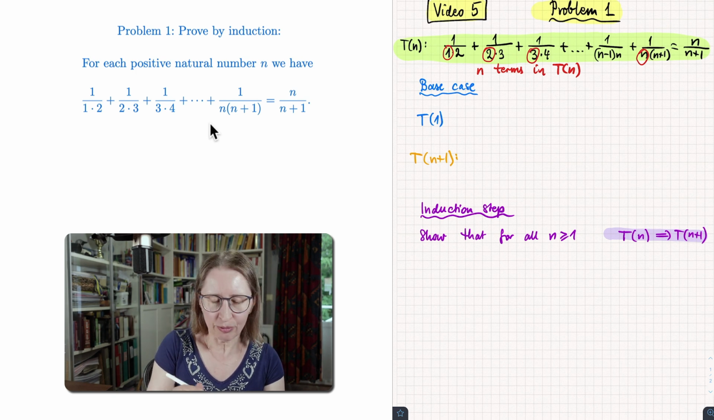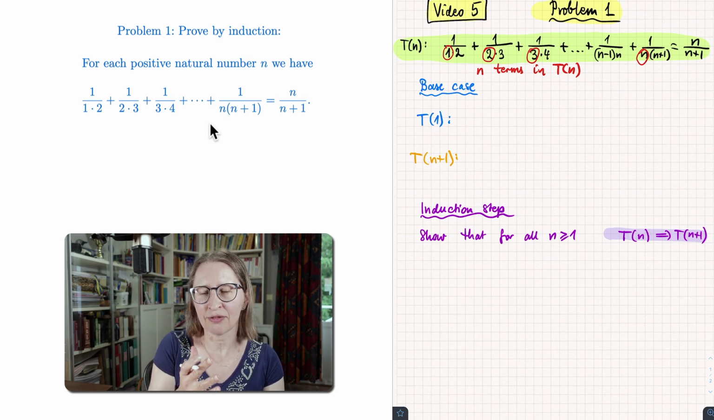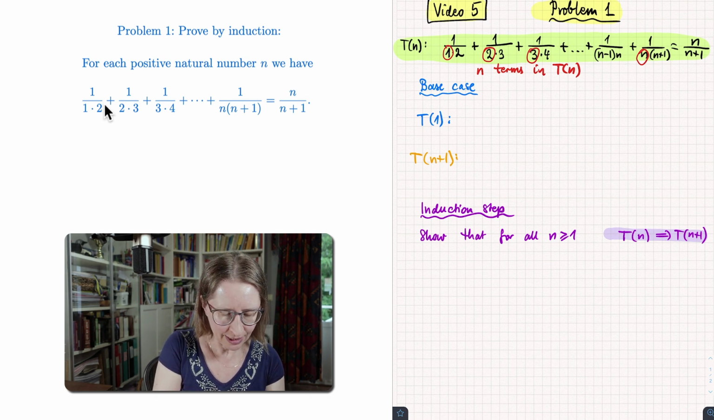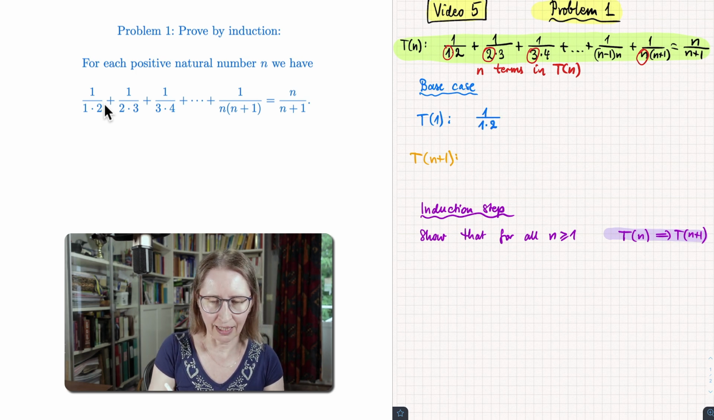So we start with the base case as usual, and the base case will be T of 1, because we have in our statement that this theorem should be true for each positive natural number, so this means that our n0 is equal to 1. And what is T of 1? Well, in this formula we will just have one term. Remember, n terms for T of n, so for T of 1 it will be one term, and this left hand side is equal to 1 divided by 1 times 2.